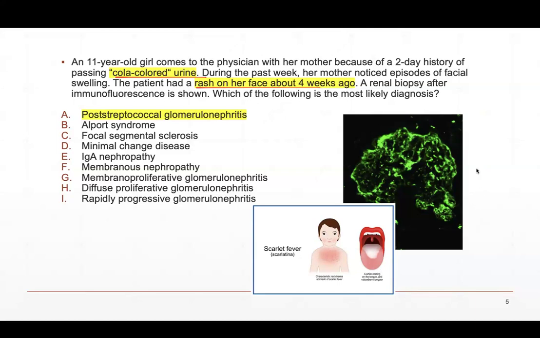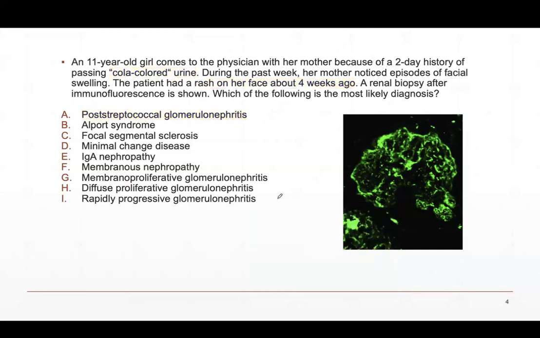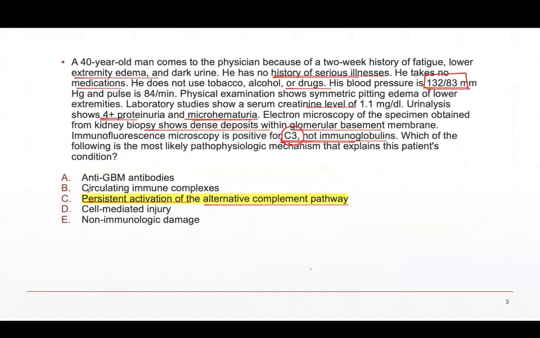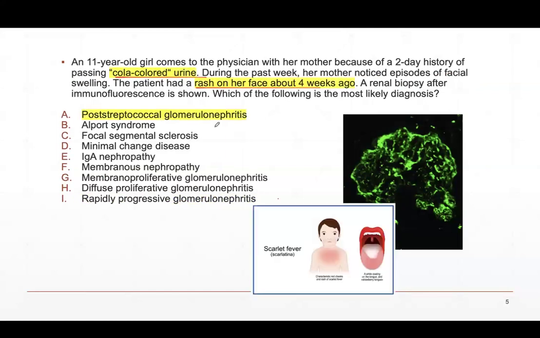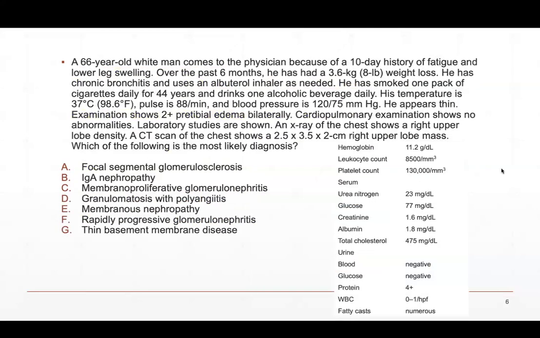And what are these? You guys know what these are? These are, one second. The circulating immune complexes are from post-streptococcal glomerulonephritis. Excellent, mashallah. Tamam. Okay, next question.